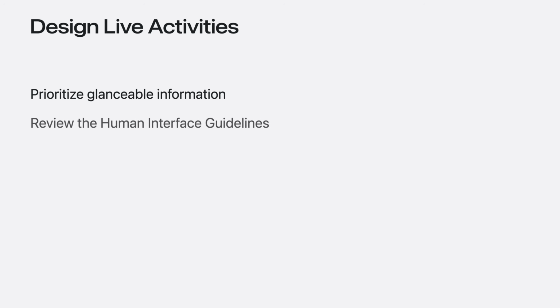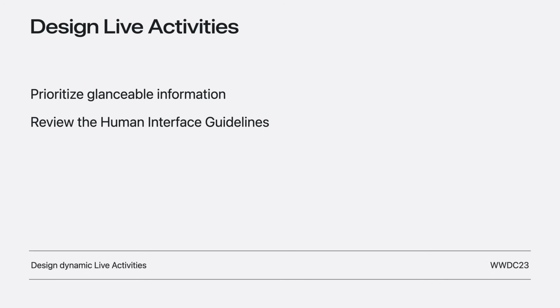The first step to building a live activity is to come up with a great design. They're meant to provide immediate, glanceable information. You'll want to craft a design that prioritizes the key things people need to know over time. For inspiration, check out the Human Interface Guidelines for help designing your live activity. And check out the session Design Dynamic Live Activities.